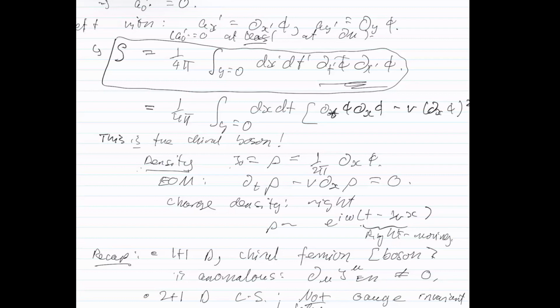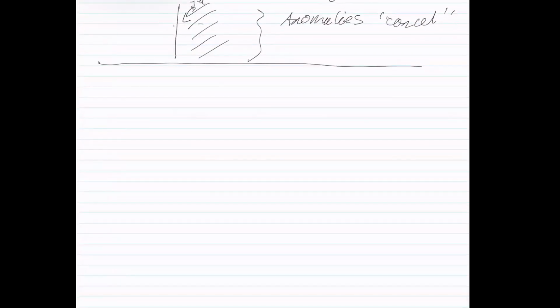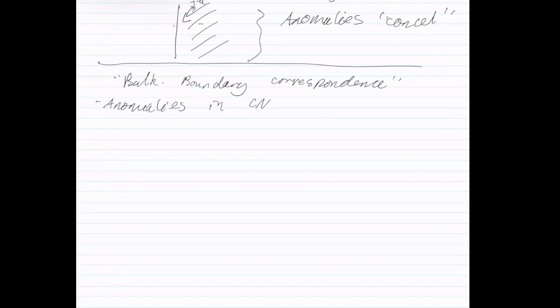And now we just have a few minutes left. So maybe let me just say a couple of things. This is what we call a bulk-boundary correspondence, okay? And it means the following. Anomalies in condensed matter systems are often interesting because they often diagnose something non-trivial.